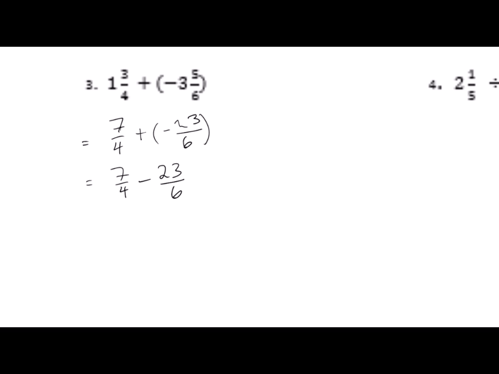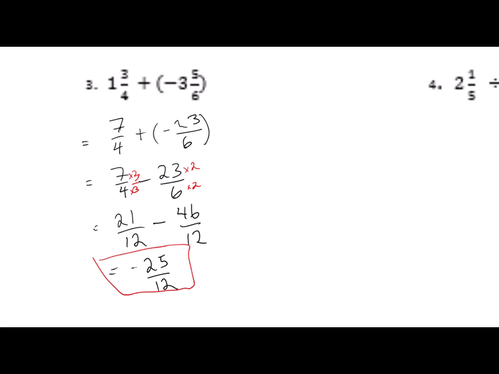And now we're going to make sure that we have a common denominator of 12. So multiply the top and bottom of this by 3, and the top and bottom of this one by 2. So now we get 21 over 12 minus 46 over 12, which gives us -25 over 12. And you can leave it in this form.